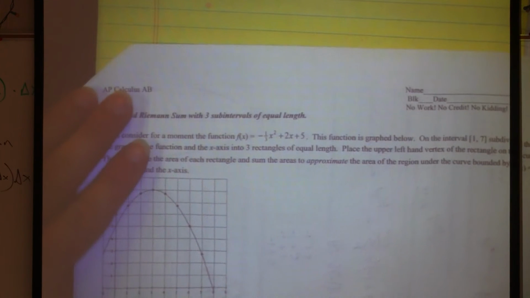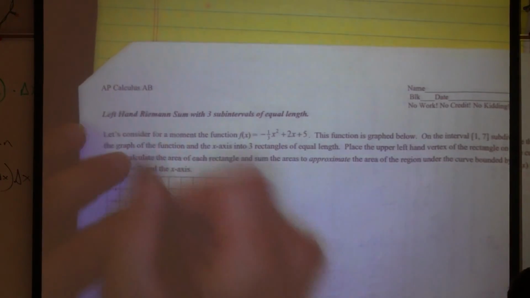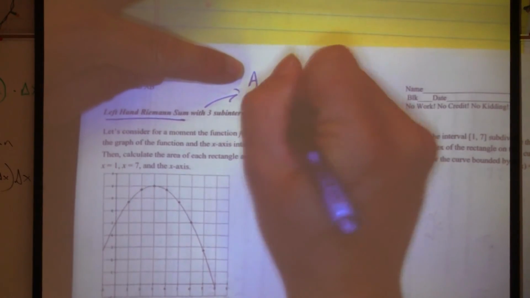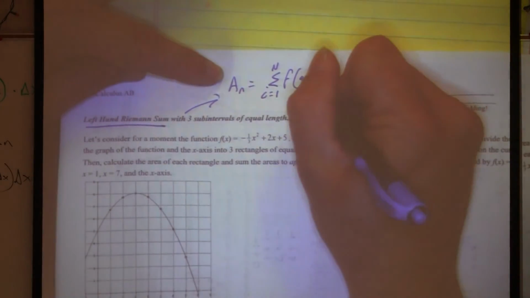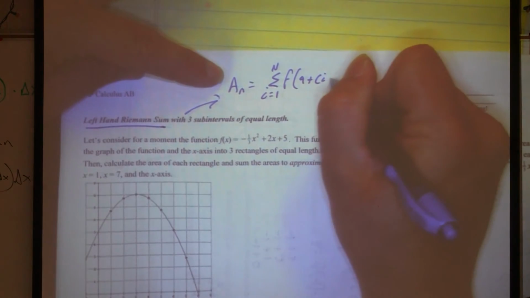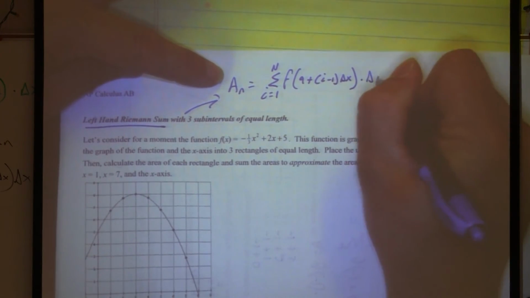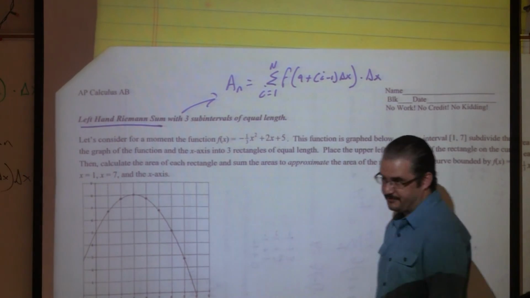Okay, so we've discovered it, so let's practice it. Let's get it down. Ready? Couple of examples. So at the top here, let's write the formula again. Because we're doing left-hand Riemann sum. What's my formula for that one? The summation i equals 1 to n of f of a plus i minus 1 delta x times delta x. Ultimately, that's the formula I'm going to need for all of these problems.